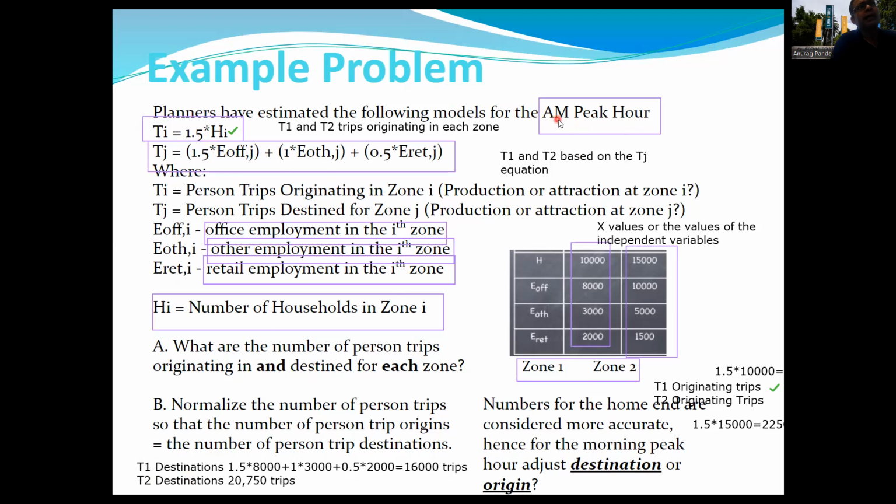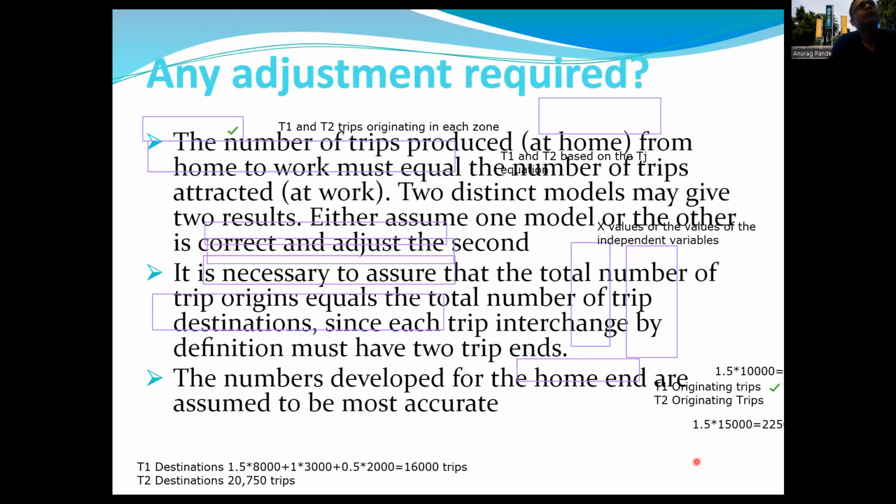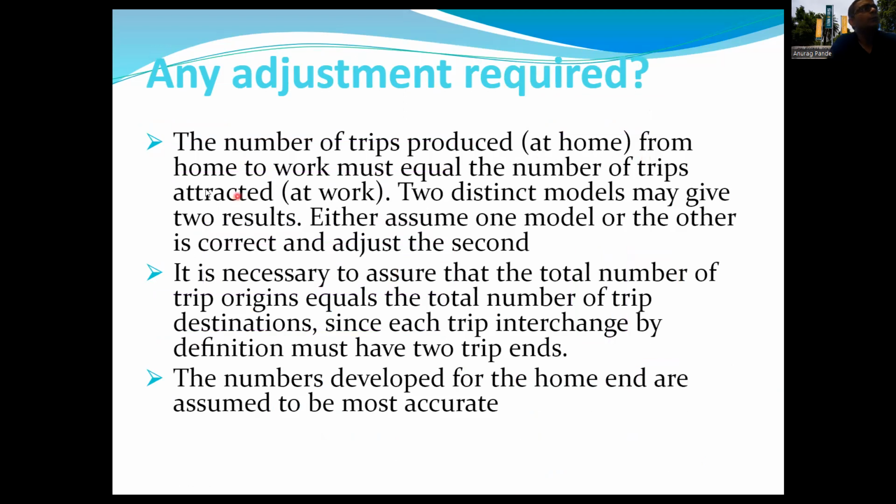And because I'm talking about AM peak hour, the trips start at the morning level. If this were a PM peak hour, the destination model would be based on the household characteristics, and I'd consider that to be the more accurate model. So anytime I have a discrepancy, I assume one of these to be more accurate, and based on that, I conduct my analysis. The number of trips produced at home from home to work must equal the number of trips attracted at work. Two distinct models may give two results, so assume one model or the other to be correct and adjust the second.